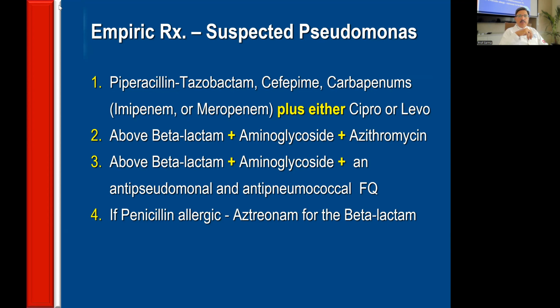If you are using an aminoglycoside and the patient is really sick, you can have 3 antibiotics: one beta-lactam, one aminoglycoside, one macrolide. Okay. Now, above beta-lactam, the third option is beta-lactam, aminoglycoside, and an anti-pseudomonal or anti-pneumococcal fluoroquinolone. And if penicillin allergic, of course, azithromycin and beta-lactams can be used.